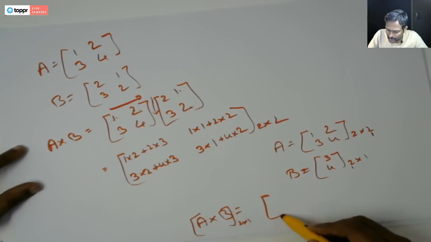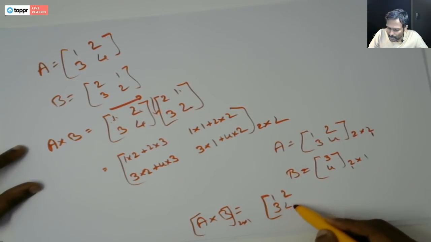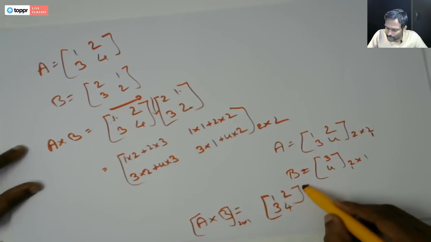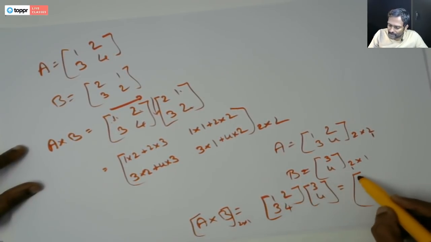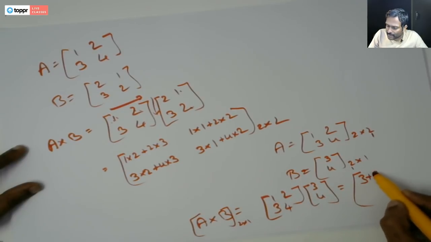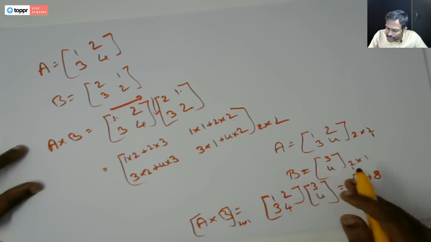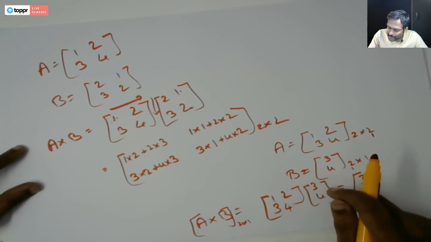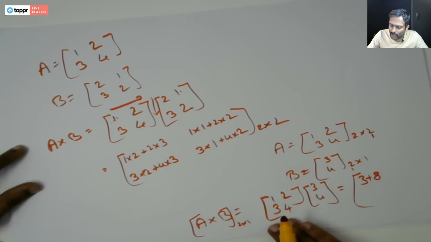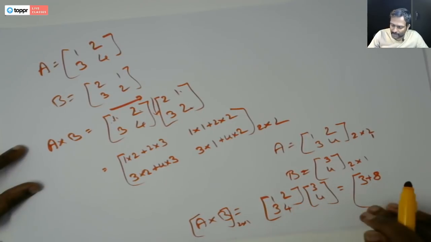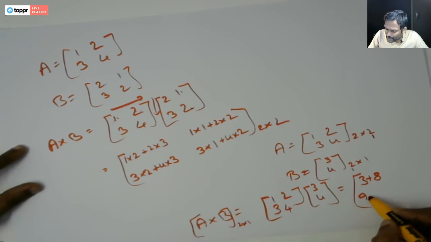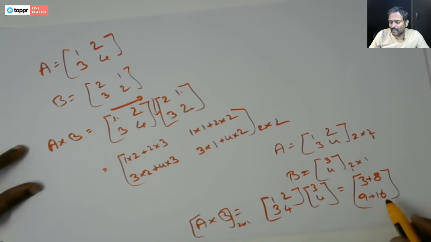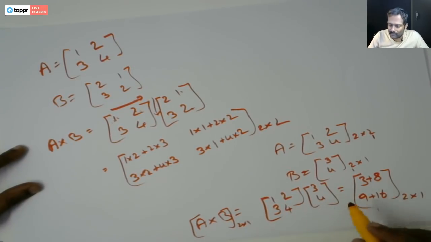So let us see this, like 1, 2, 3, 4 multiplied by 3, 4. This will give us 1 times 3 is 3 plus 2 times 4 is 8, right? Now there is no other column in the B matrix to go into the second column, so I am getting into the second row of the first matrix, so I should come into the second row of the product matrix. So it will be 3 times 3 is 9 plus 4 times 4 is 16. So we got a matrix of order 2 by 1. So this is how we multiply matrices.